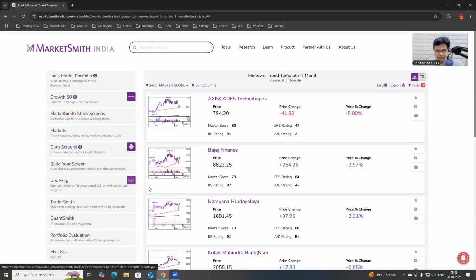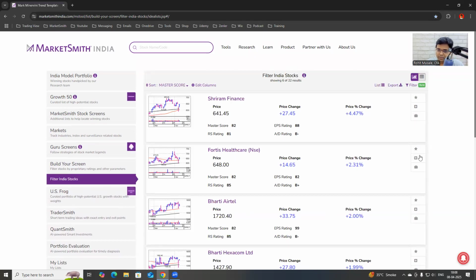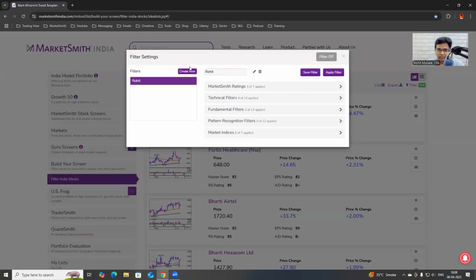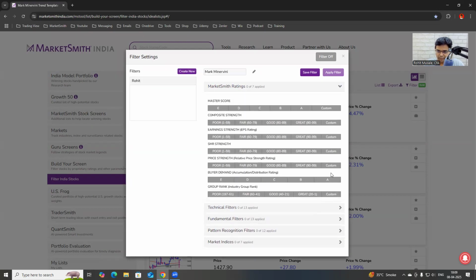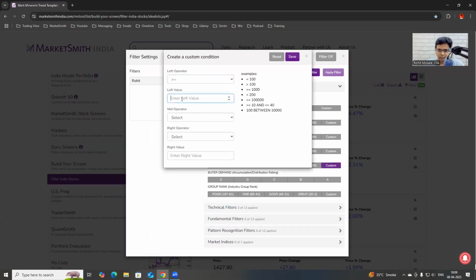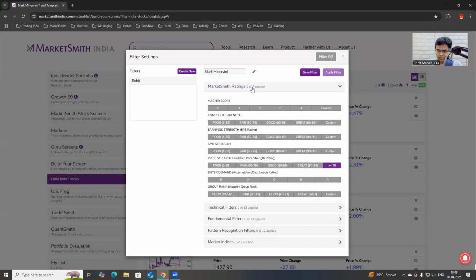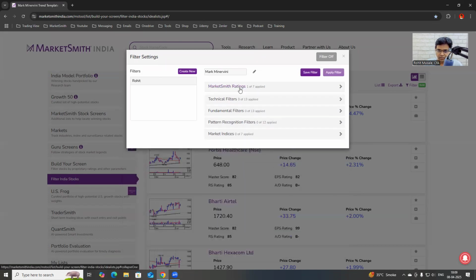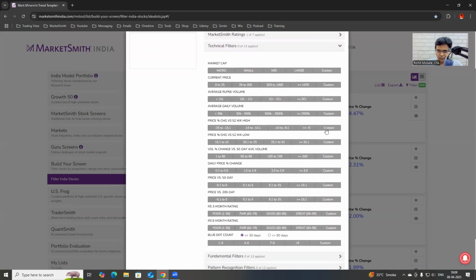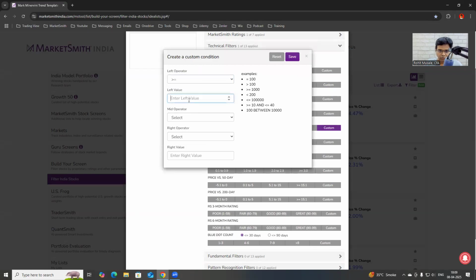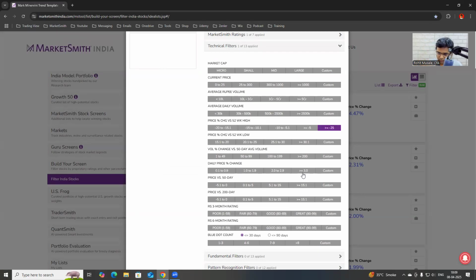But now what I will do is, this is based on current market conditions. Okay, now what I will do is we will create a Mark Minervini filter. Okay, let's go here. Let's create a filter. Okay, let's call it Mark Minervini. Mark Minervini filter. So MarketSmith rating, this has to be more than or equal to 70. So 70. And then this is the only criteria he uses for MarketSmith ratings. Technical filters, where is the 52-week high? Yes, this is the 52-week high. Greater than or equal to minus 25. So from 52-week high, it should not be more than 25% below.